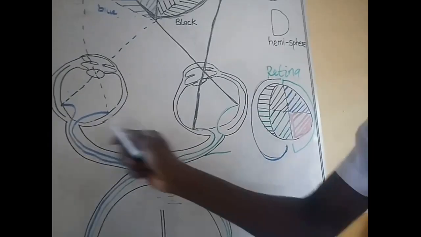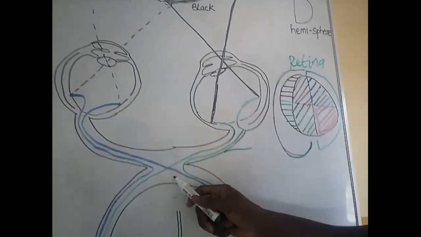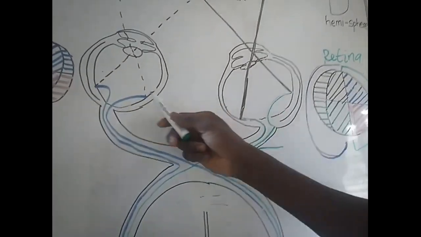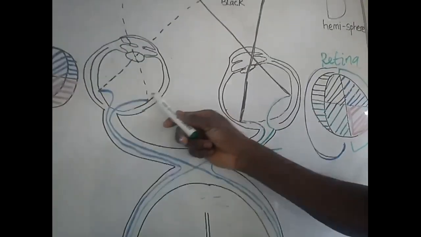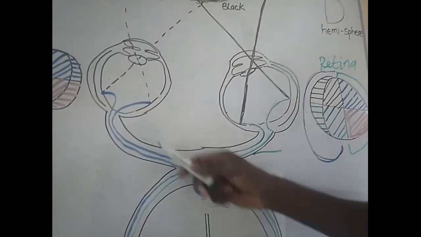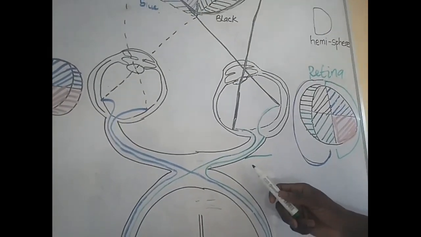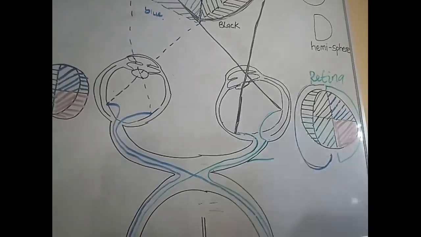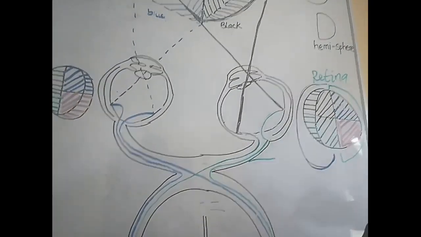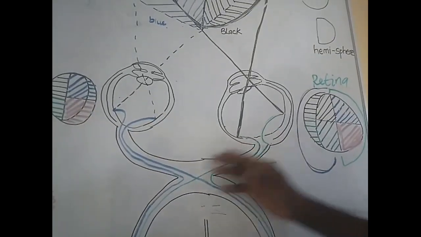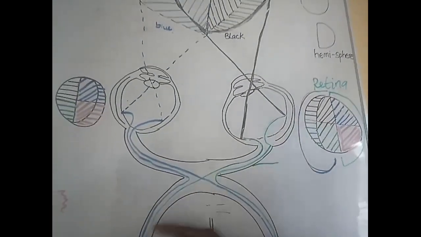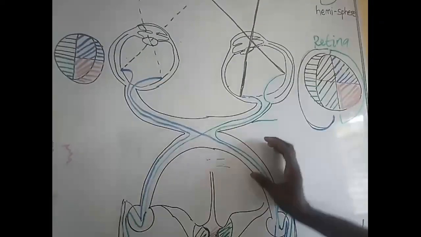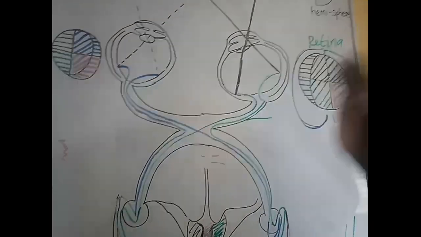Now we see that also here. So the nerves coming from the medial or the nasal part of the retina are going to cross. Now it creates a chiasm here we call the optic chiasm. So from the optic nerve we go to the optic chiasm, and then we form what we call the optic tract.